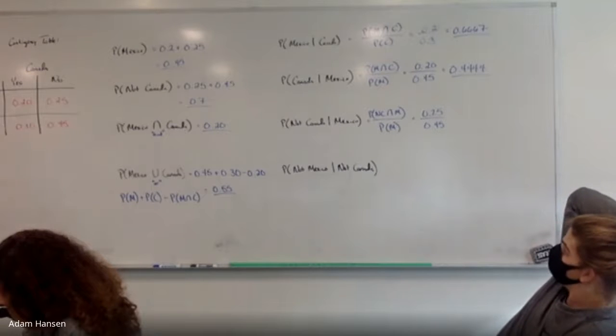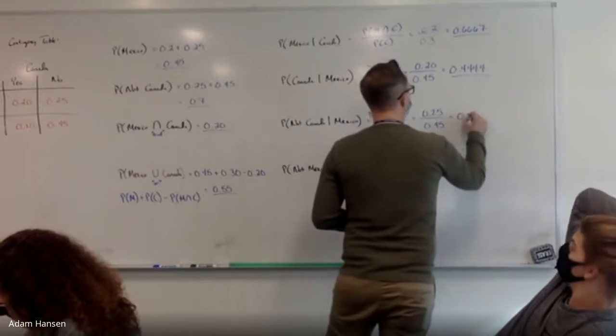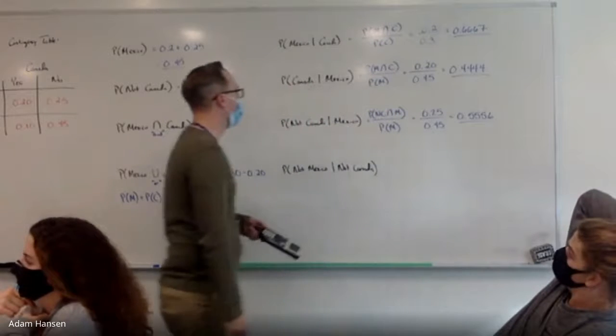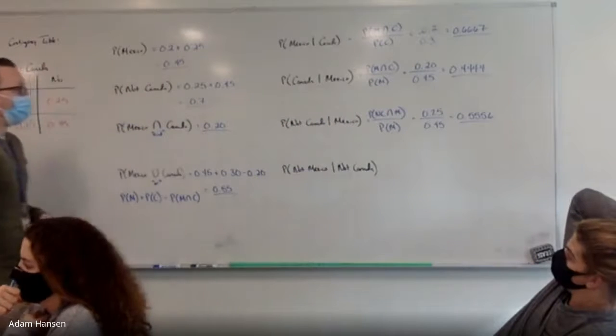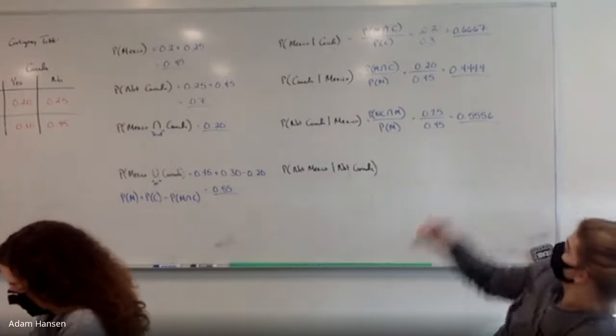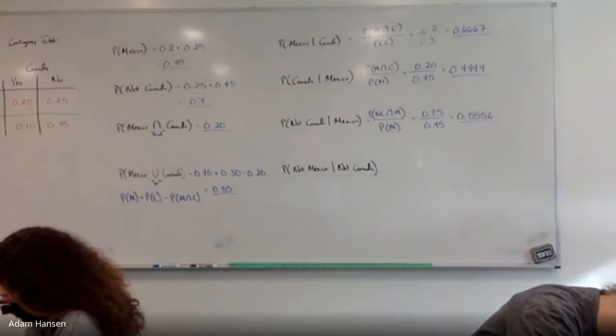.25 divided by 0.45 is a total of 0.5556. These last two statements are just the opposite, so they should be complementary out to 100%. Try the last one.